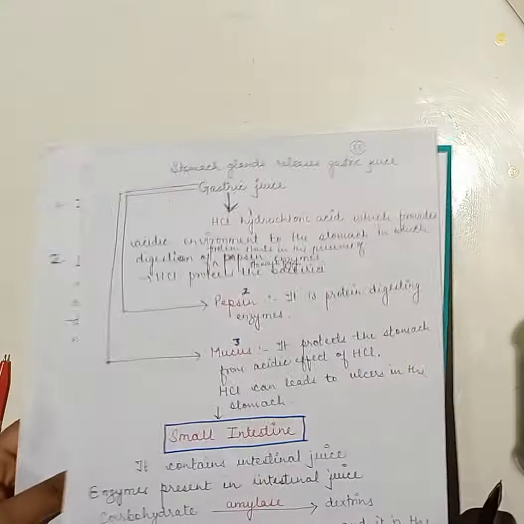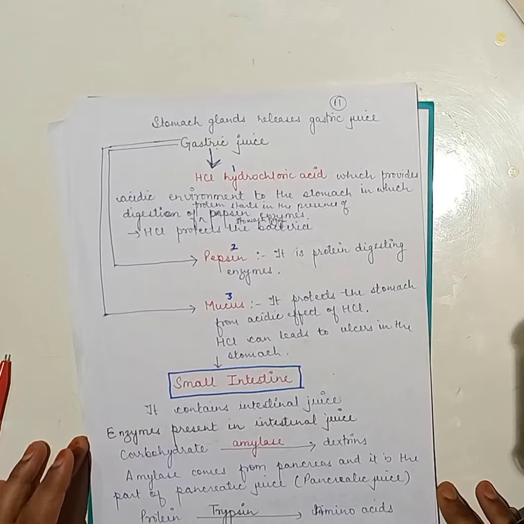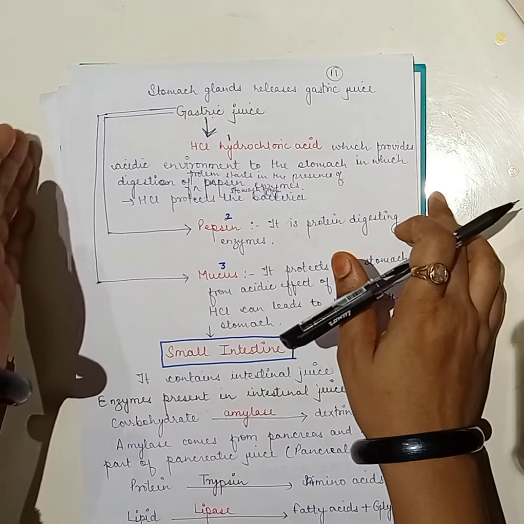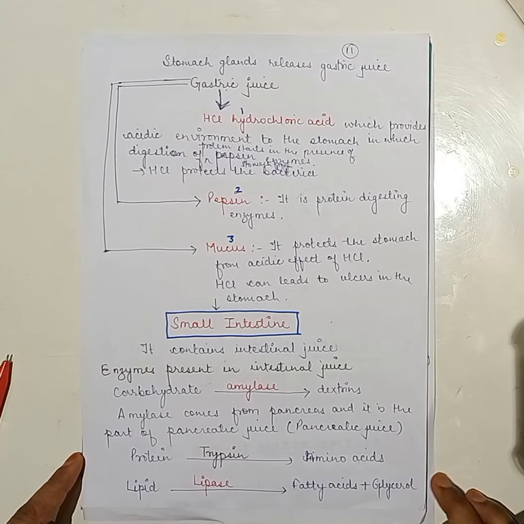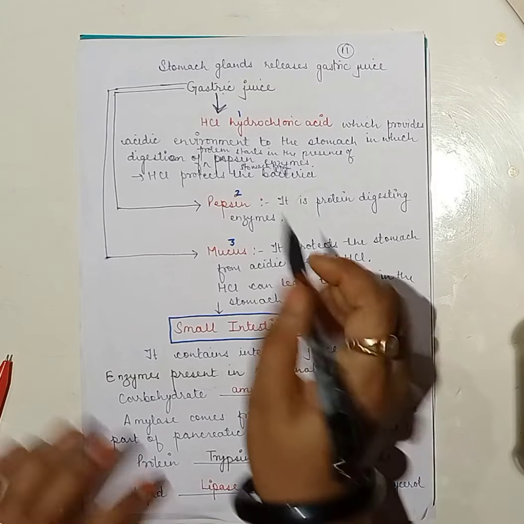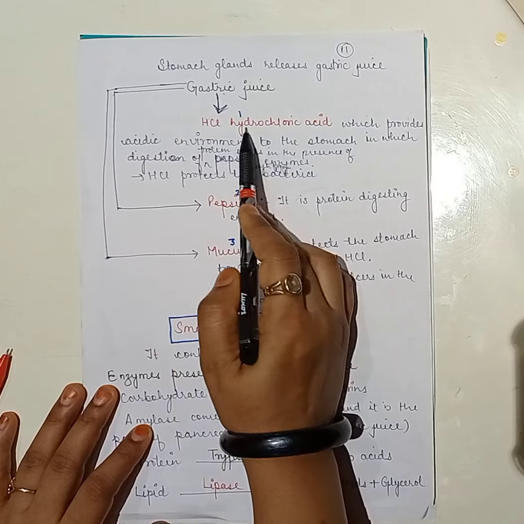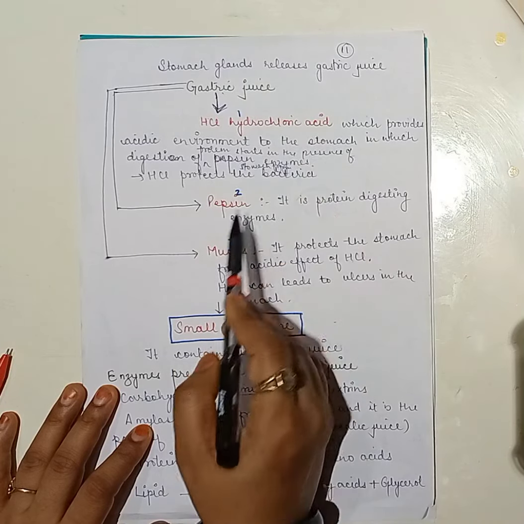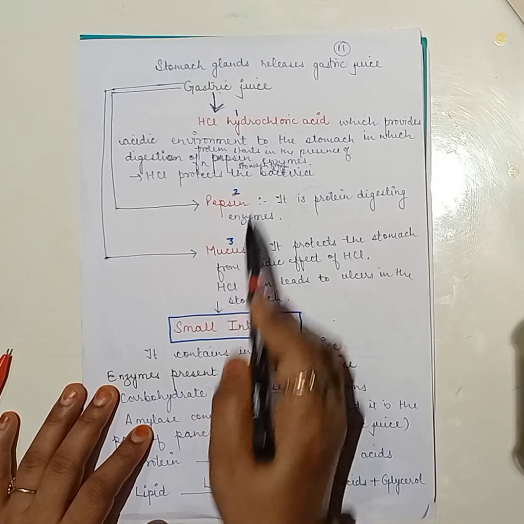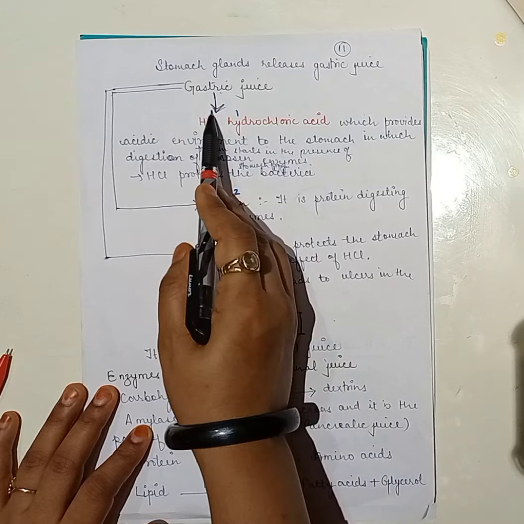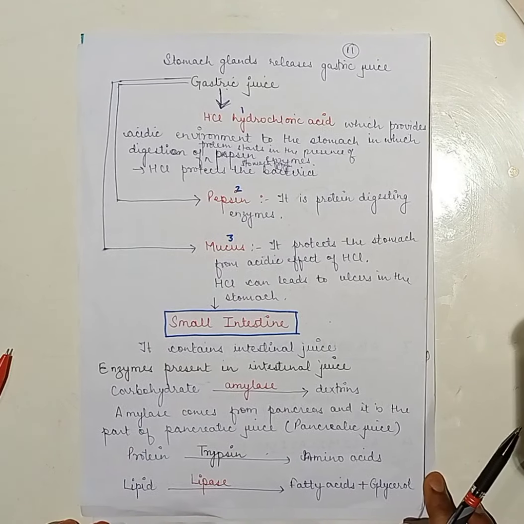Now food is present in the stomach. The stomach will release the gastric juice, right, which helps in digestion also. That gastric juice consists of HCl, hydrochloric acid, pepsin, an enzyme, and mucus, right? These three things are present in the gastric juice, right?